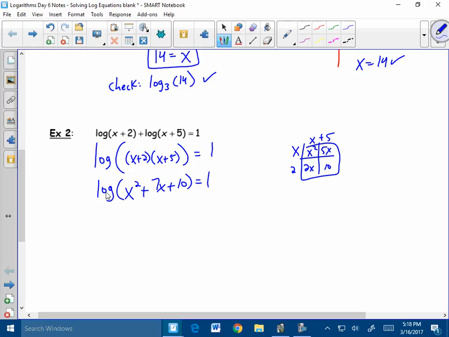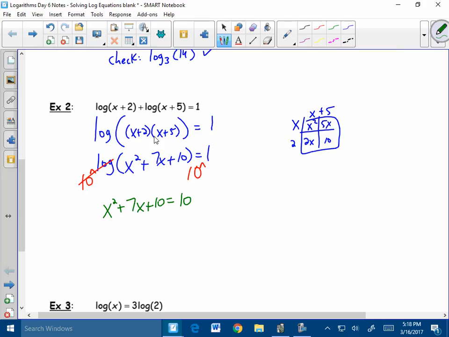So I do have this log that I'm going to get rid of by exponentiating using the base. What's the base on this log when we don't see a base there? Remember, that's implied to be base 10. So I'm going to exponentiate using base 10, and I have to do that to both sides. So the 10 to the log crosses out, and I have x squared plus 7x plus 10. And on the right-hand side, I would have 10 to the first, which is just 10. Okay, now I've gotten rid of the log.